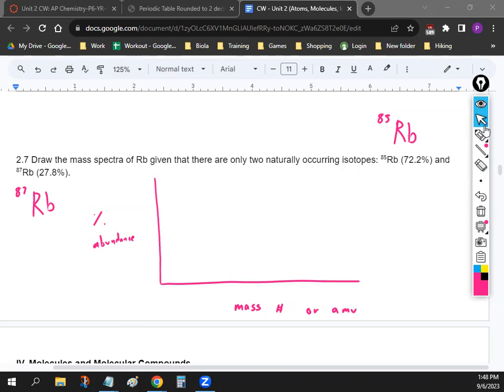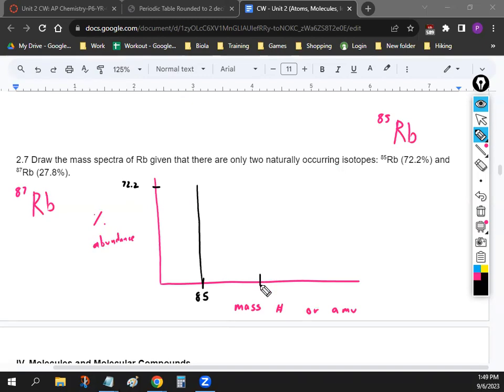From here, we're going to draw our lines. Luckily for us, we only need to do two: rubidium 85 and rubidium 87. Let's start with 85. We're going to label 85 right here, to show that we're talking about rubidium 85. This is going to be 72.2%, so I'm going to draw a tall line. 72.2. You notice I can't even connect the lines together. That's how bad at drawing I am.